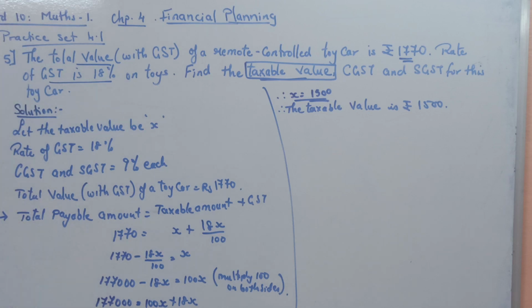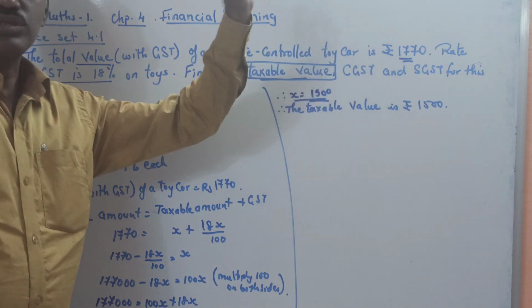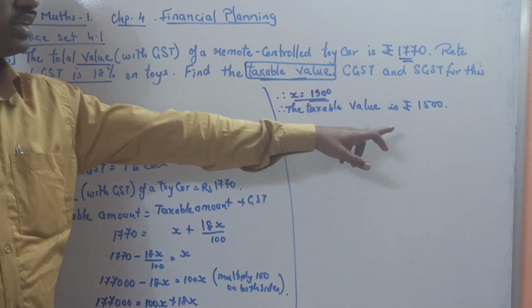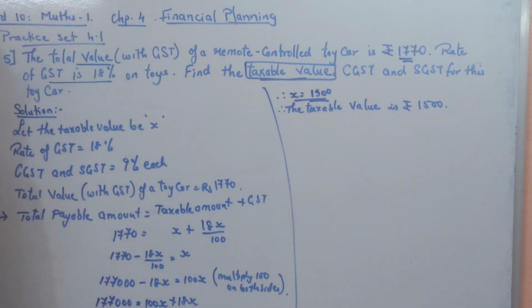Now what about GST? We have to find out the GST also. How much GST have we paid? First of all, we have paid the total amount, that is 1770. The next amount, 1500, is the amount which was supposed to be paid. The difference between 1770 and 1500 is the GST amount.